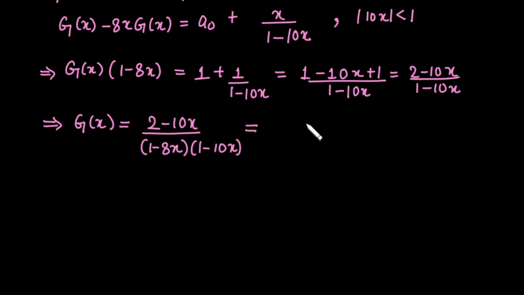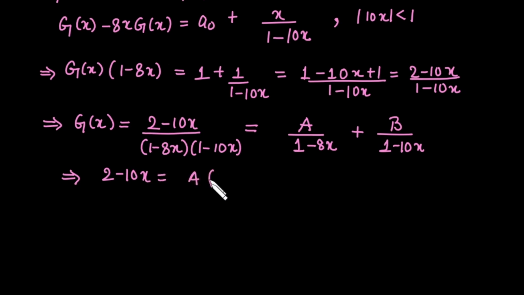Means we need to use the partial fraction and we can write it as A by 1 minus 8x, one factor aside, plus B by 1 minus 10x, second factor. Simplify this. So from here we are getting 2 minus 10x is equal to A times of 1 minus 10x plus B times of 1 minus 8x. Now from here, one procedure is to compare the coefficients. There is another way to find the coefficients that is comparatively easy.